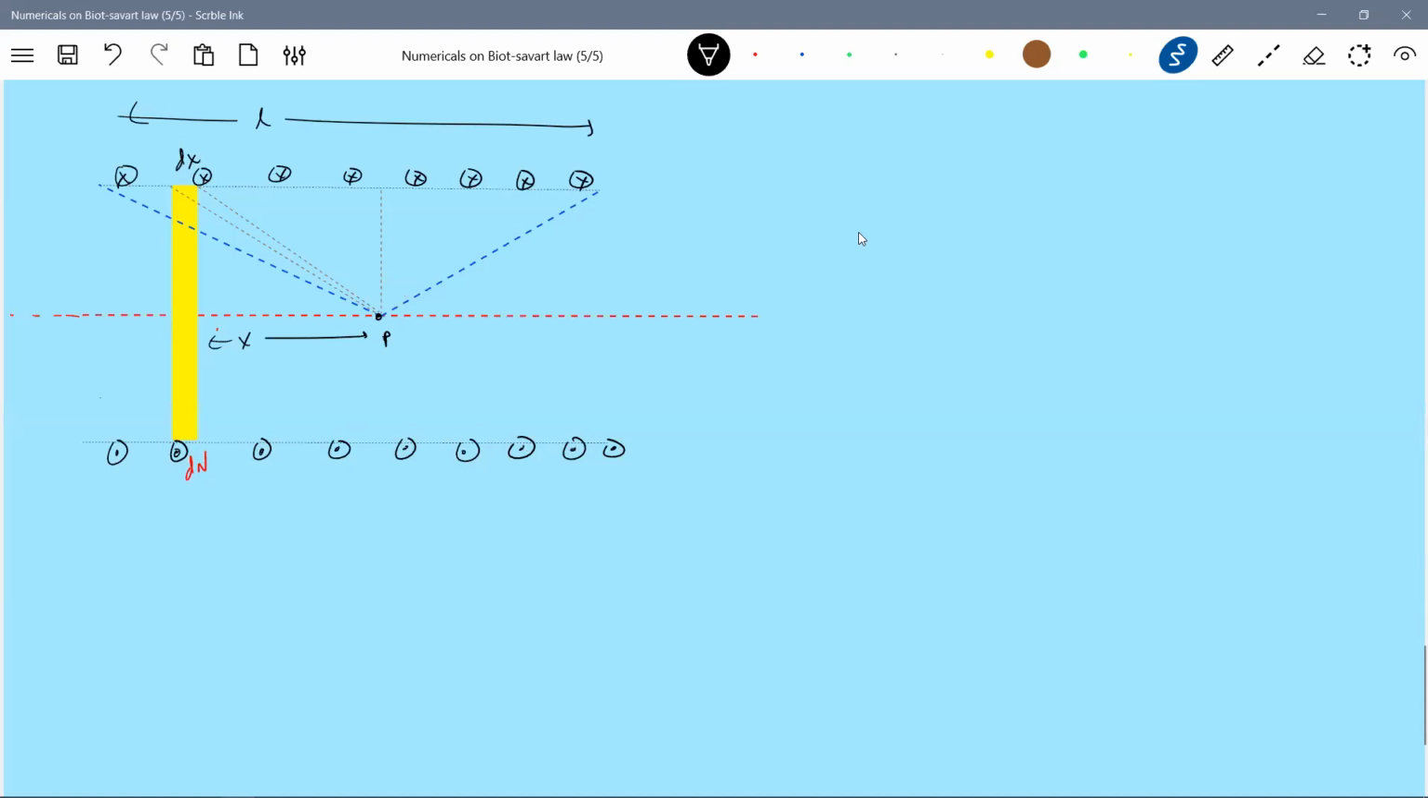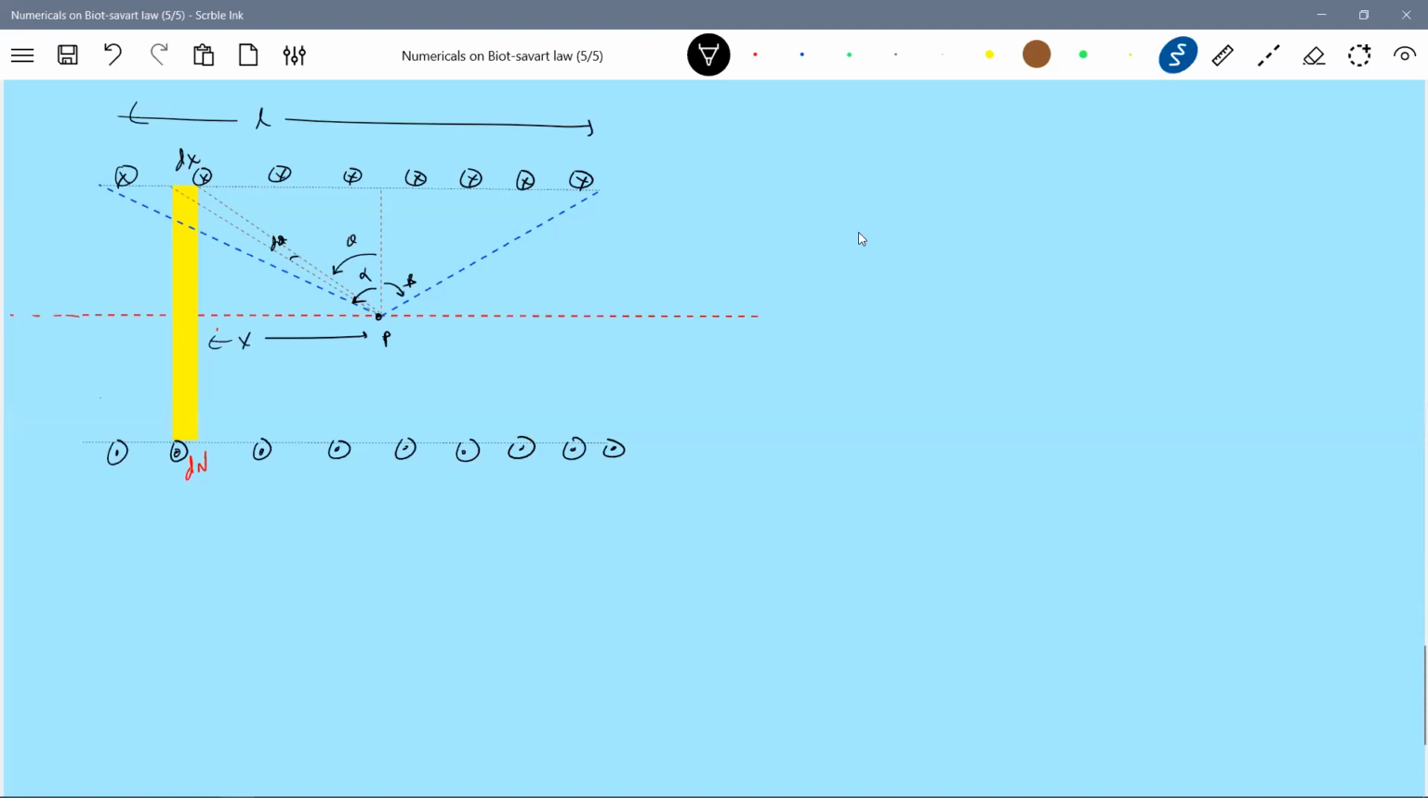Let me define these angles. This is beta. Let this be alpha. And let this be theta. This is d theta. What is the use of that, you can see.